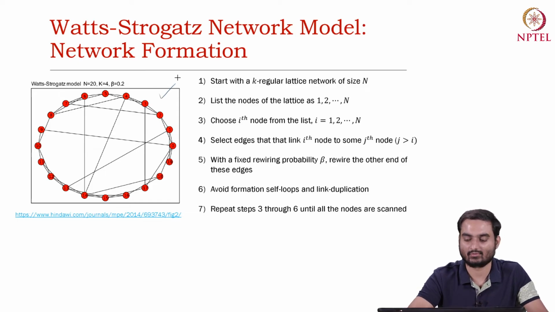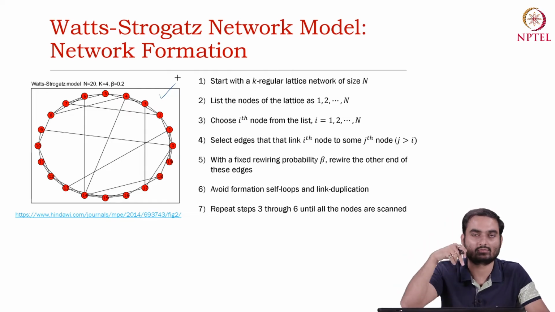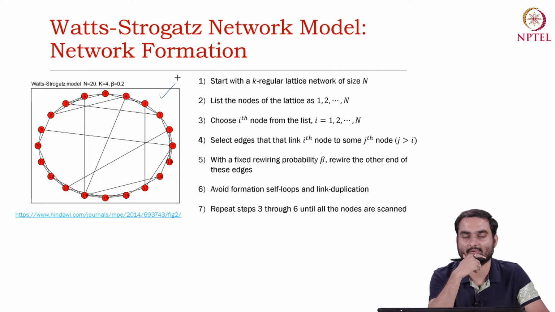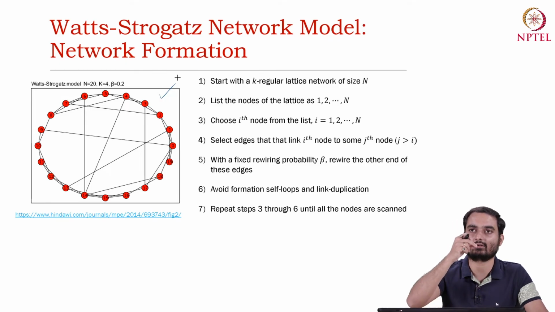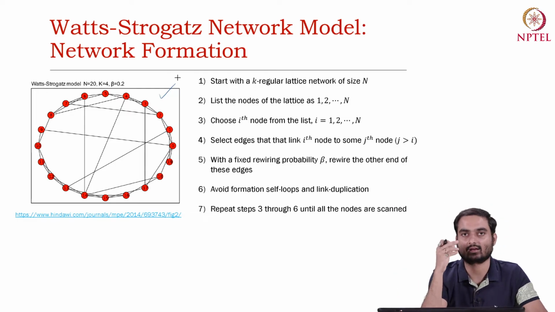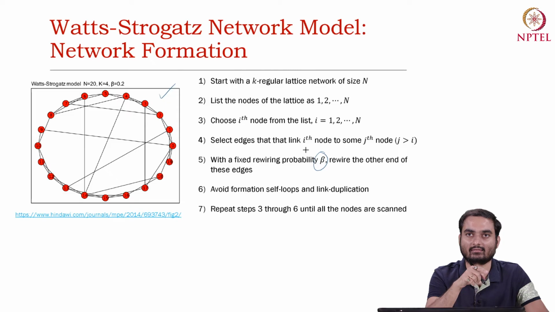Let's start with a regular lattice structure, and then what you do, you basically choose a node and one of its edges. The node is connected to k other nodes in the graph. Let's choose one of the edges, and let's try to rewire it, meaning let's try to connect that edge to another node. And how do you connect it? With certain probability beta, you basically rewire it with another node with which the given node has not been connected.